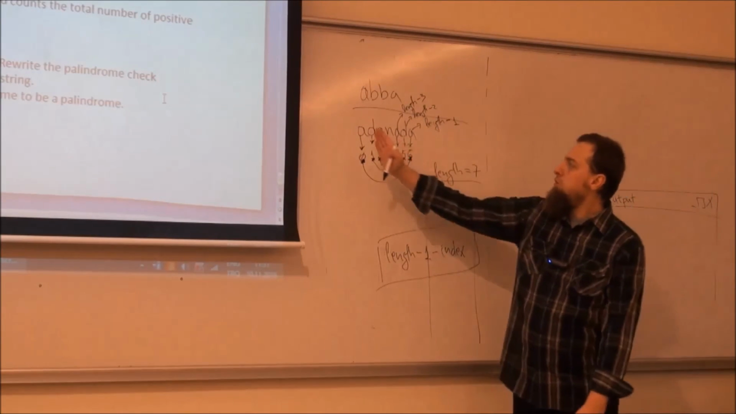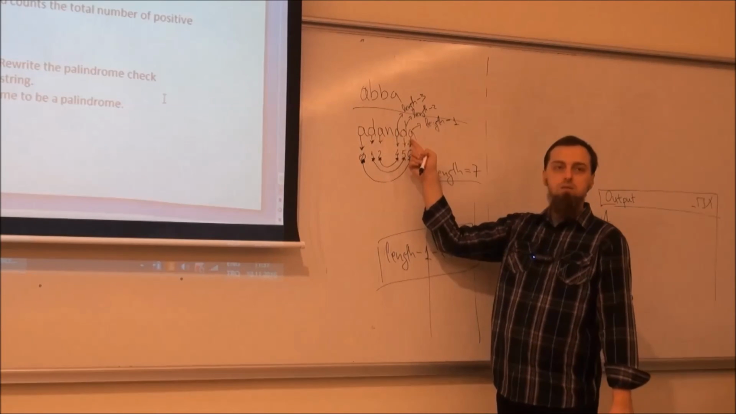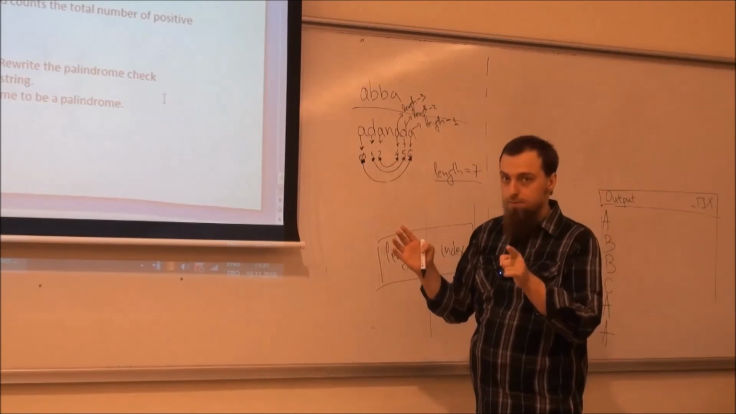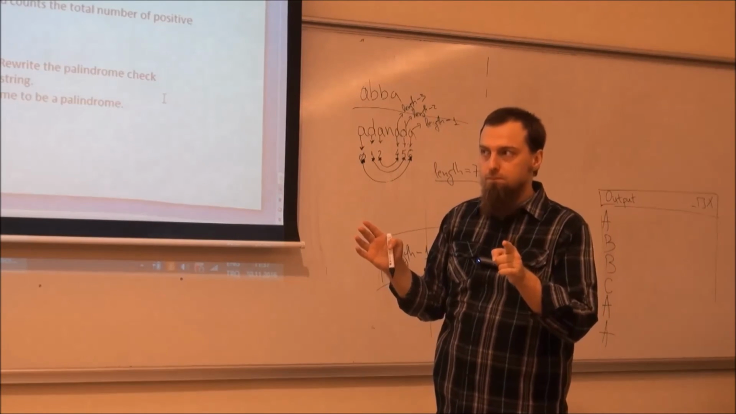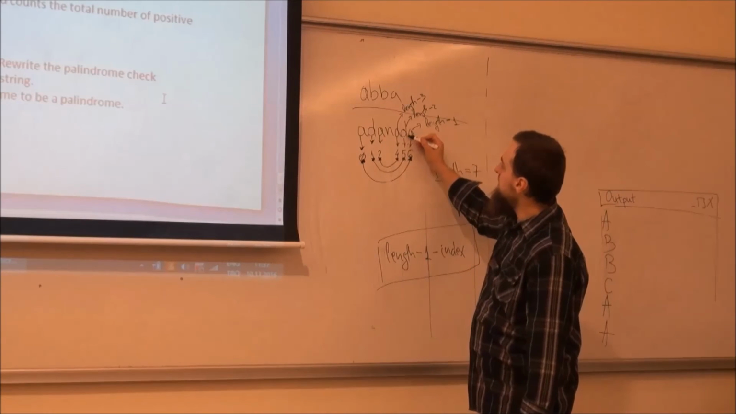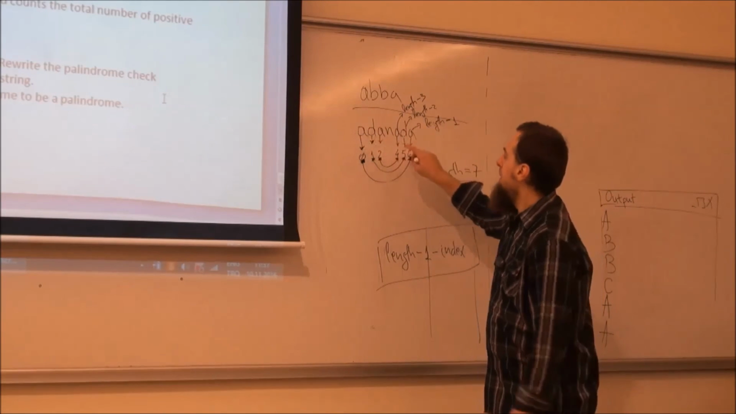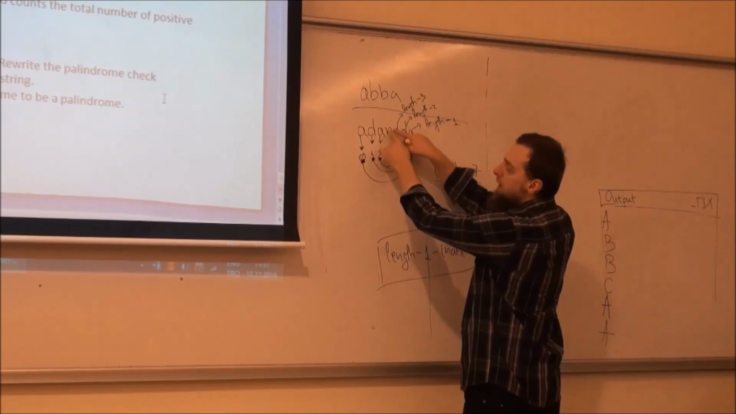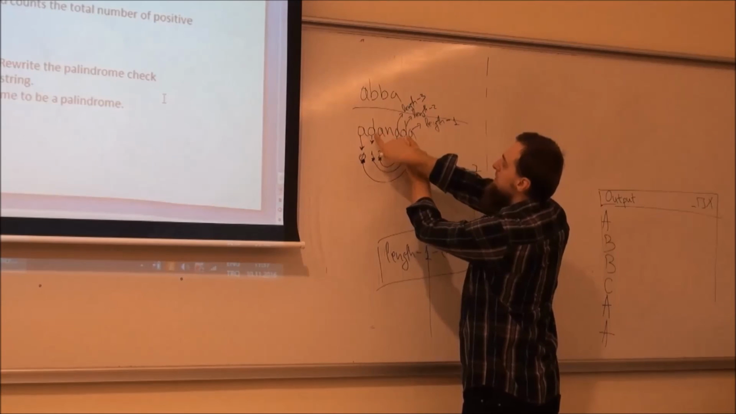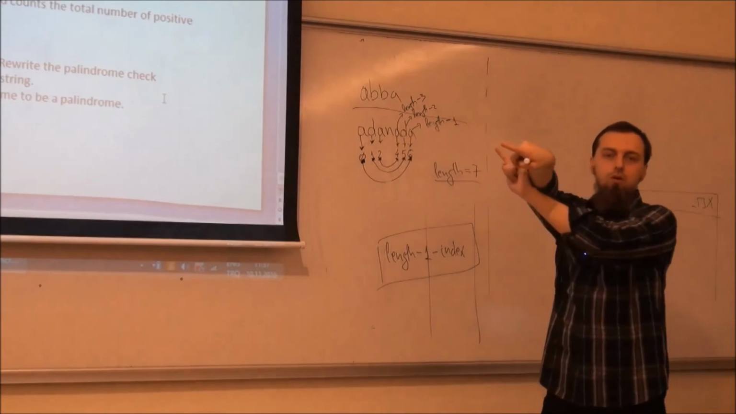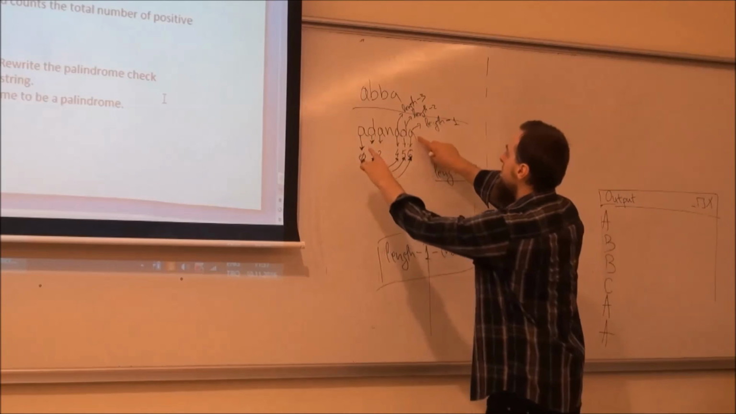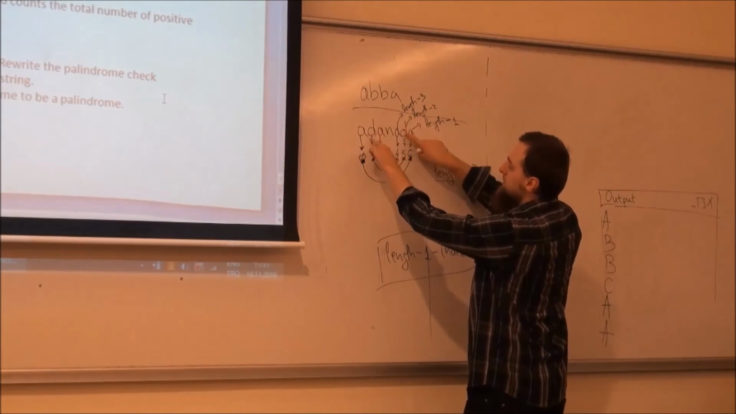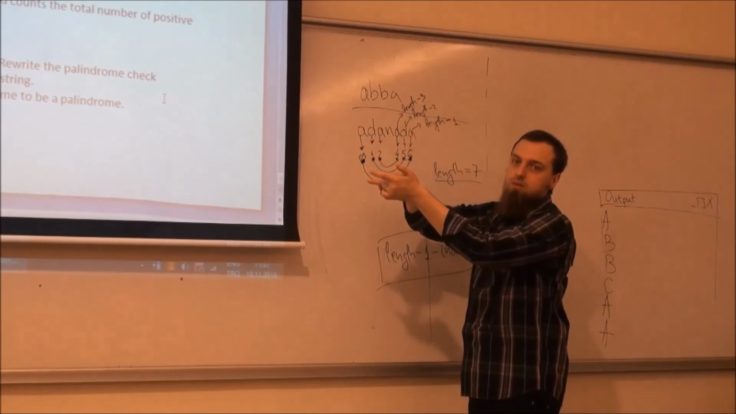Also, when we check the string, should we go from the beginning to the end, or from the end to the beginning? You compare A and A, it's okay. D and D, okay. A and A, okay. Should you check all of them? We already compared those. A and A, the second and the fourth one. Why should we compare them again? D and D, we saw that they are the same.